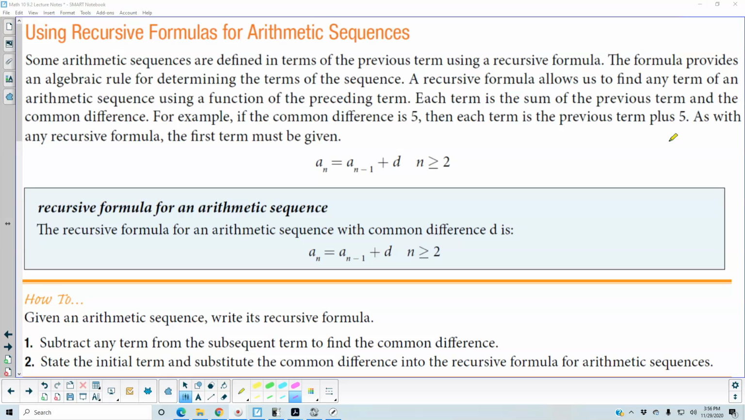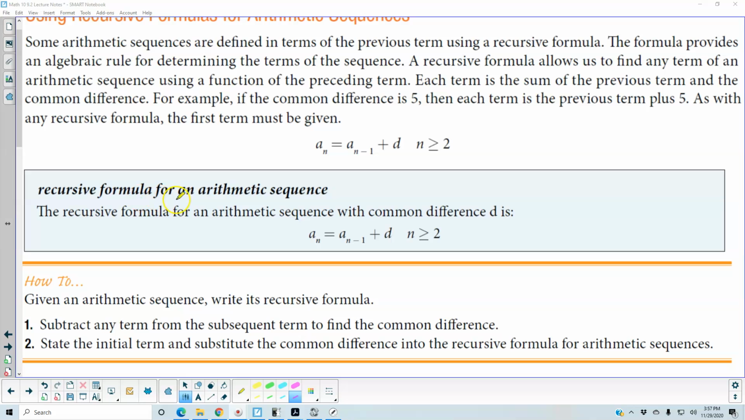Each term is the sum of the previous term and the common difference. For example, if the common difference is 5, then each term is the previous term plus 5. As with any recursive formula, the first term must be given. a subscript n is going to equal the previous term, a subscript n minus 1, plus the common difference, where n is greater than or equal to 2.